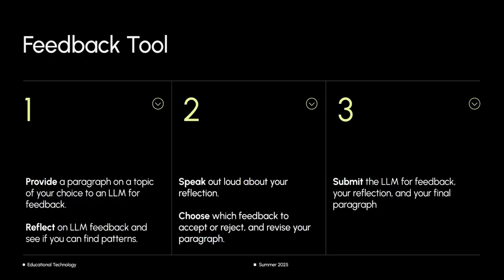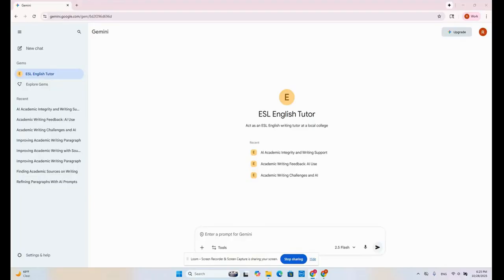I hope you enjoyed it. In the feedback pro lecture, we want students to learn how to find out when to rely on AI versus human feedback. Let's try it. First, provide a paragraph on a topic of your choice to an LLM for feedback. And we are going to use the paragraph you developed before and reflect on the LLM feedback and see if you can find patterns.